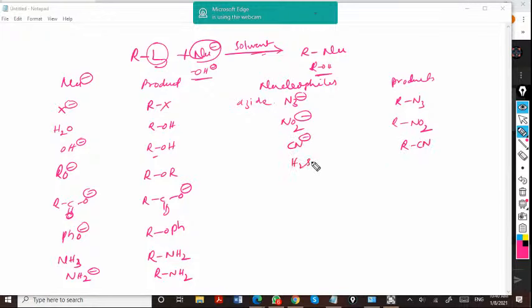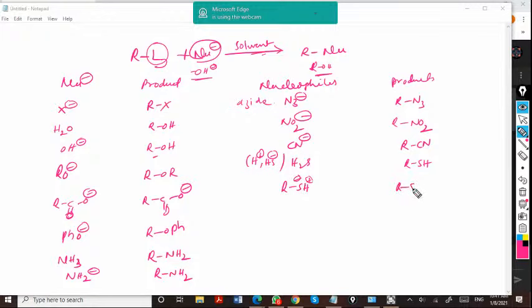When I take hydrogen sulfide, what could it give? H+ and HS−, like OH−. So it's going to give thioalcohol. When I use thioalcohol itself, it's going to give RS− and H+. So this is minus, this is plus.